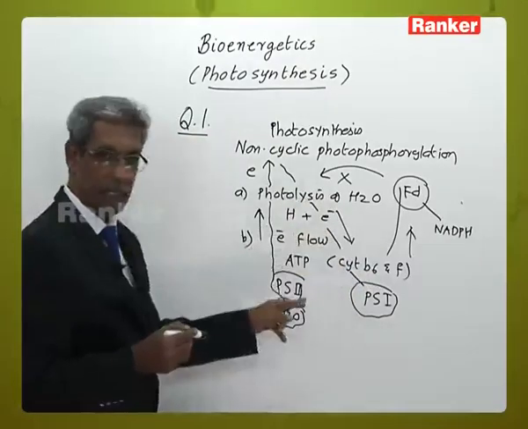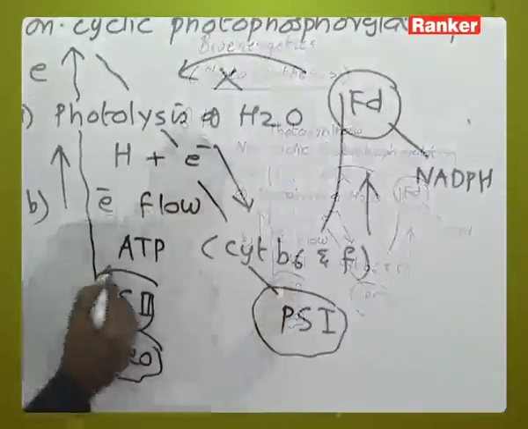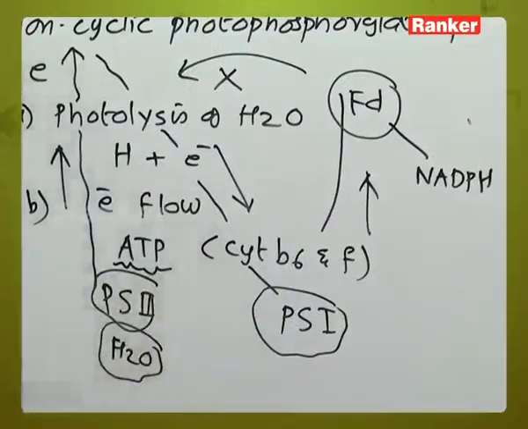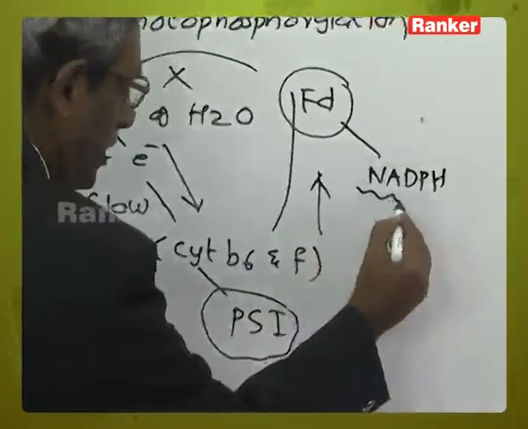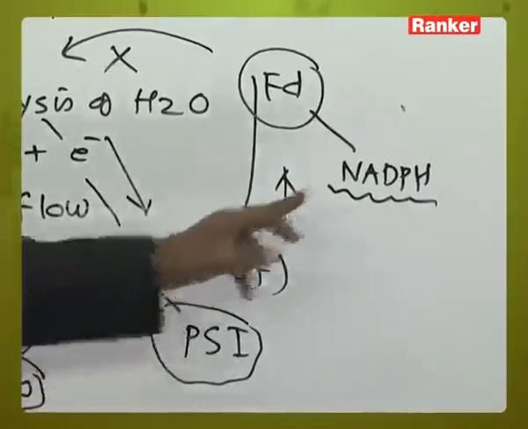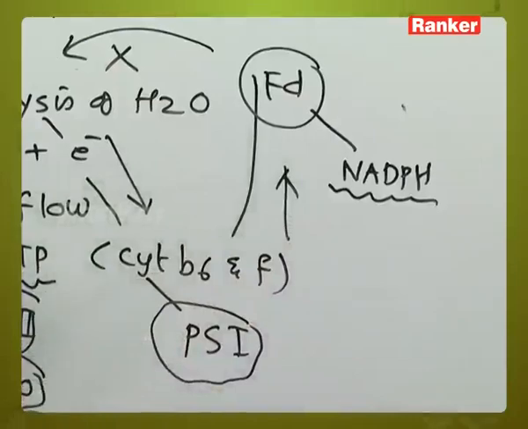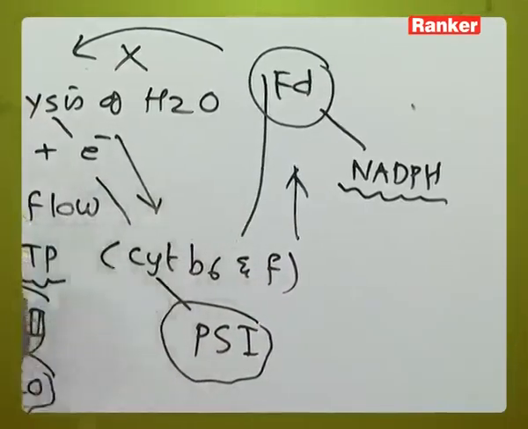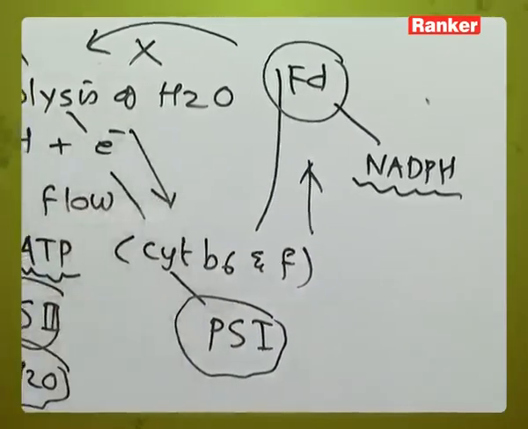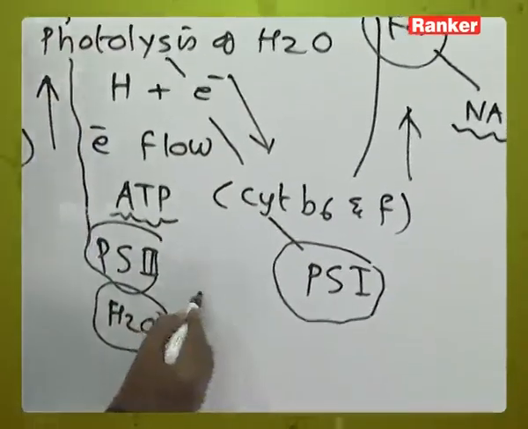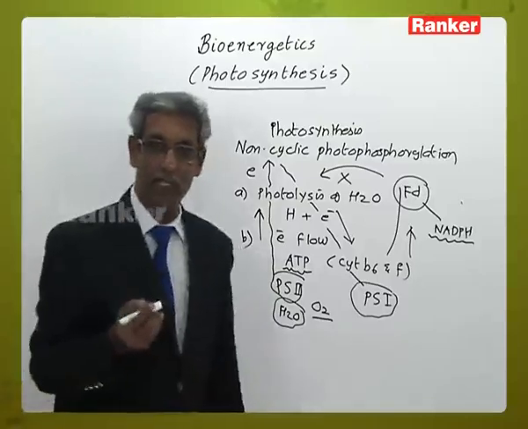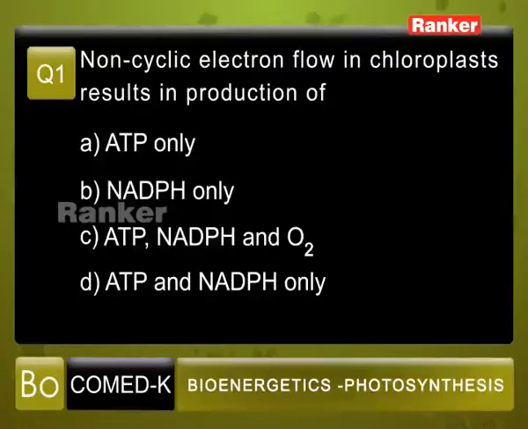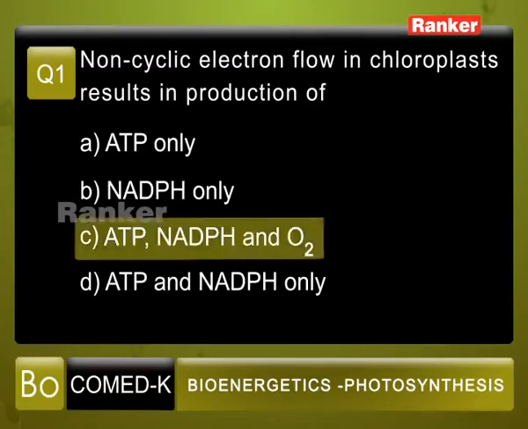In the process, there is the formation of ATP between cytochrome B6 and cytochrome F. There is the formation of NADPH2. ATP and NADPH2 form the assimilatory power, and the assimilatory power is used in the dark reactions. Parallel to this, because of the photolysis of water, oxygen is released. Hence, among the choices, choice C says ATP, NADPH and O2. The right answer is C.